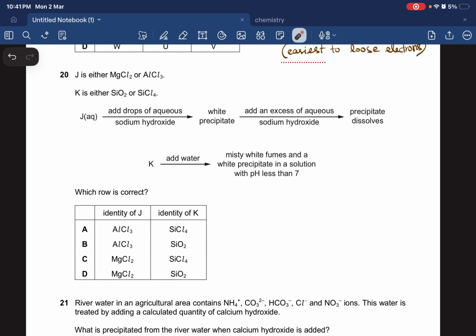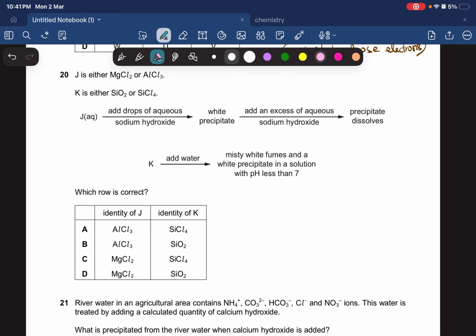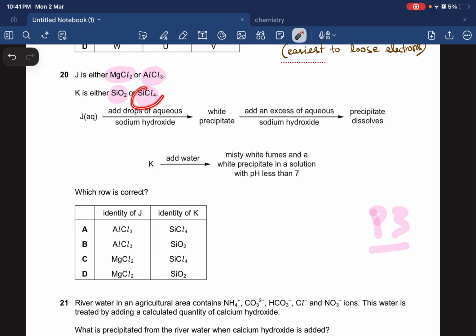J is either MgCl2 or AlCl3. No worries, we're going to figure it out because of our qualitative analysis. And then you say that you don't learn qualitative analysis because you're given it in P3, right? Good, you're given it in P3, but what for P1? You have to learn it. K is either SiO2 or SiCl4. That's easy, you just add water and you're going to figure it out because water is going to hydrolyze SiCl4.